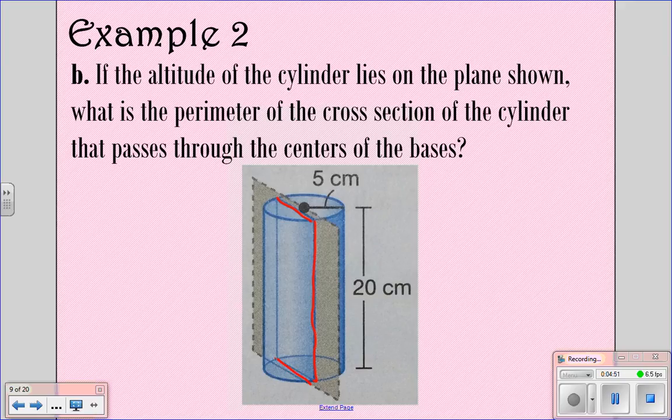Okay, and so what shape is this? It's a rectangle, and so we need to figure out what is the length and the width of it. This part right here is the diameter of our circle. And so the diameter of our circle is 10. So this would be a 10, which means this bottom part is a 10. And then the height is the same as the height of the cylinder. So that's 20. And so this side over here is also 20. So the perimeter, if you add all your sides up, is a 60. And then we have centimeters. So that'd be the perimeter of your cross section.